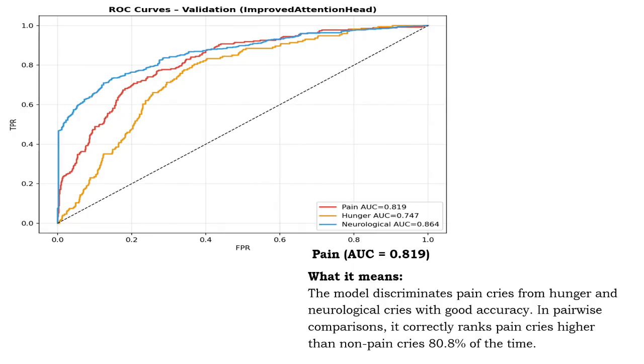All right, so let's take an instance now. This AUC is saying 0.819. Okay, the model discriminates pain cries from hunger and neurological cries with good accuracy. All right. This is a pairwise comparison, as it correctly ranks pain higher than non-pain cries 80.8% of the time.